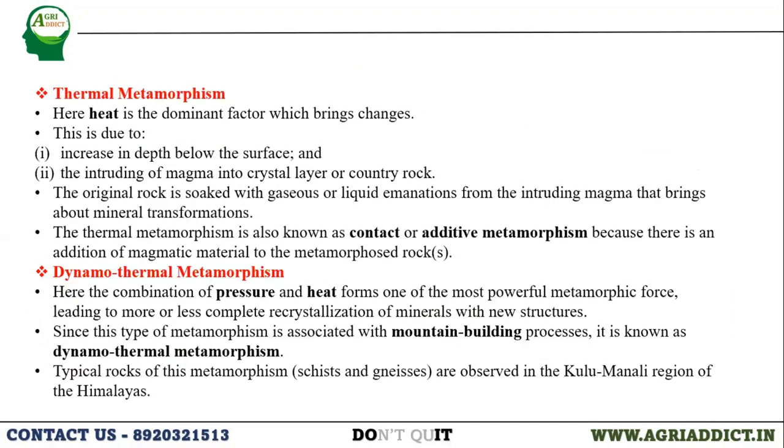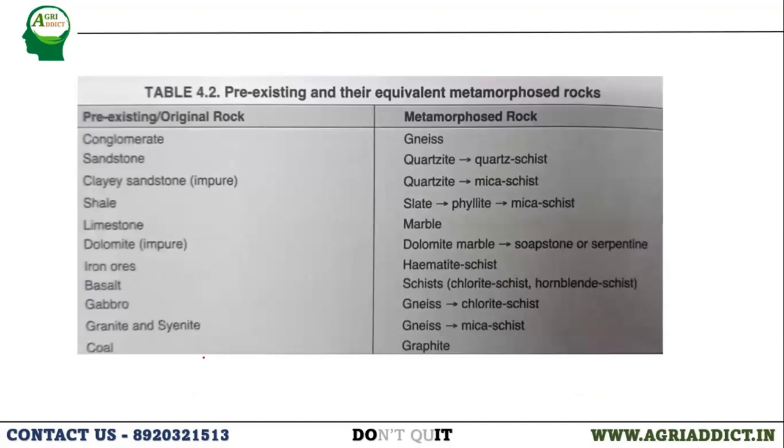Thermal metamorphism. Next, dynamo thermal. The thermal metamorphism is also known as contact or additive metamorphism, because in the contact with the heat, there is an addition of magmatic material to metamorphic rock. So we are calling it contact or additive metamorphism. Next is dynamothermal. Dynamo is pressure, thermal is heat. So dynamothermal metamorphism is associated with mountain building process. This is an example. And in a realistic case, we will find it in the Kulu Manali region of the Himalayas.